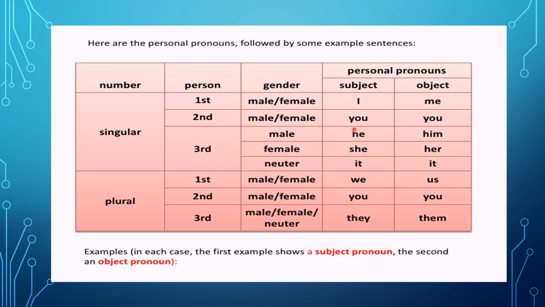So in subject pronouns, you have I, you, he, she, it, we, you, they, and objective or object pronouns, me, you, him, her, it, us, you, and them. They are all personal pronouns only, but the case is subjective and objective, or you call them subject pronouns, object pronouns. Some say subjective pronouns, objective pronouns.